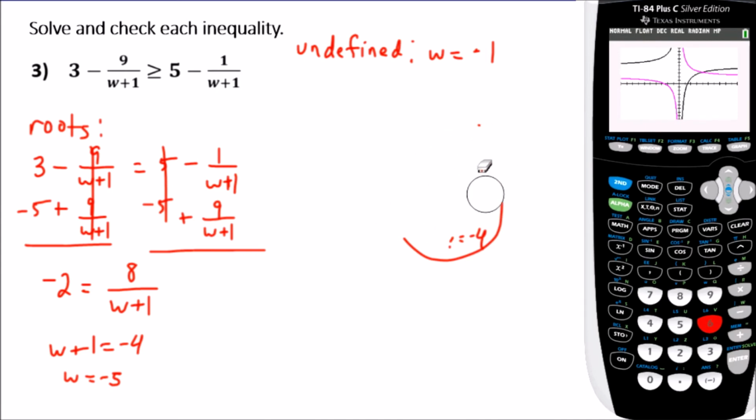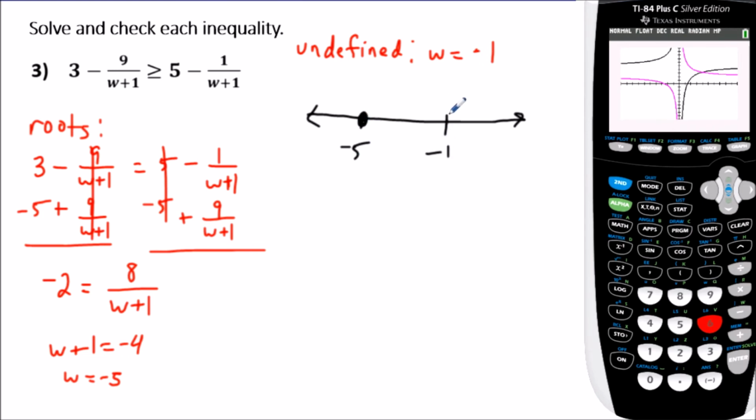Okay, so this is like a little shortcut. Since we already found the undefined value, we don't have to make it too crazy for ourselves. Then what we do with this is we take -5 and it's a root, so we color it in. And the undefined value of w, -1, we're going to leave open like this. So now we've got 3 intervals to look at. We got w less than -5. We got -5 is less than w, less than -1, the between values here. And then we got the w greater than -1 values.